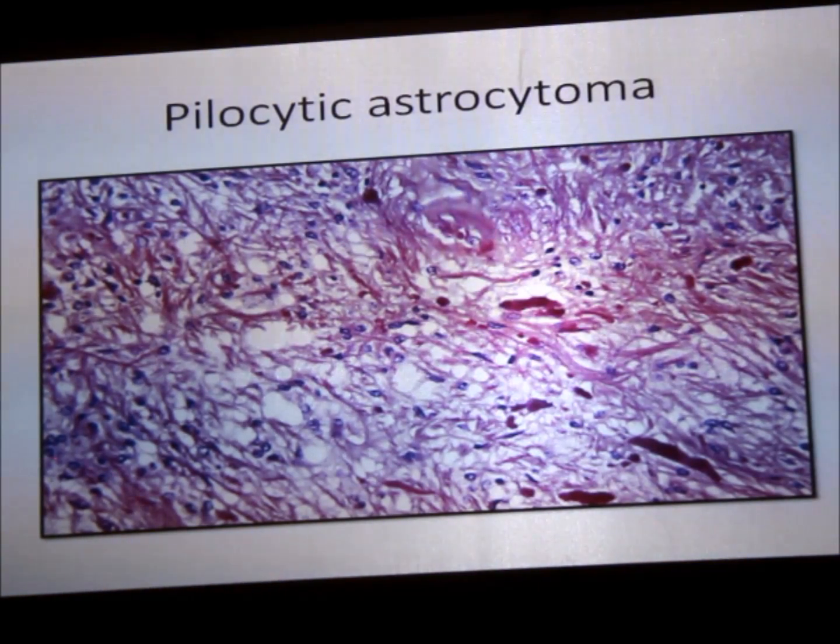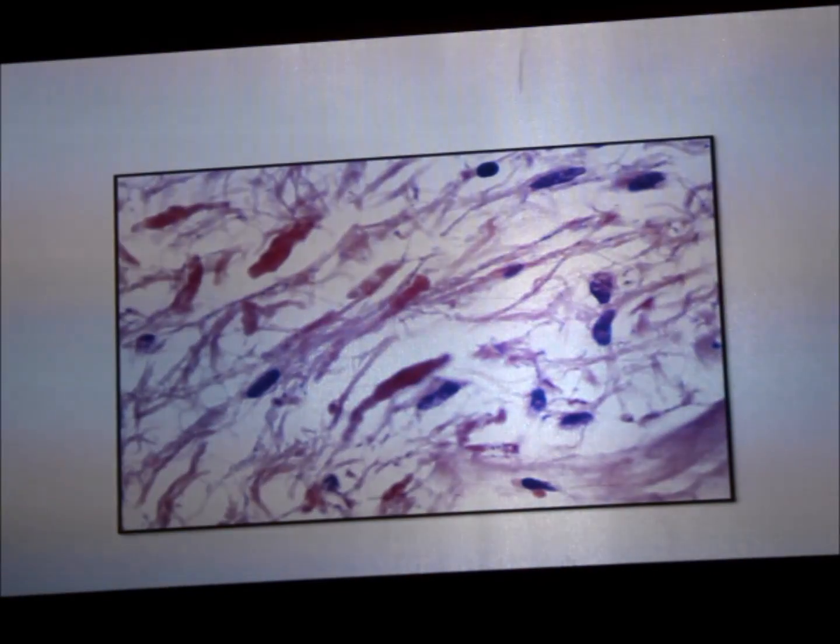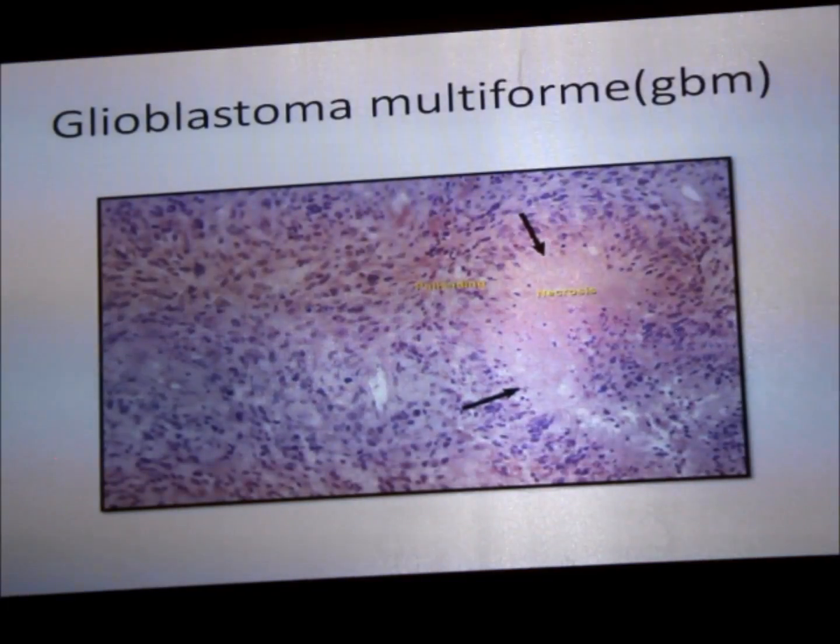Okay. So WHO has given grading for astrocytomas, grade 1, grade 2, grade 3, grade 4. Usually these pilocytic astrocytomas are considered as grade 1 or grade 2 tumors. Whereas diffuse astrocytoma are grade 2 tumors. And anaplastic astrocytoma is grade 3, and GBM, next slide I will show you, glioblastoma multiforme, is a grade 4 tumor. GBM is very common compared to other tumors, and it is the most dangerous because it is a high grade tumor. This is pilocytic astrocytoma.